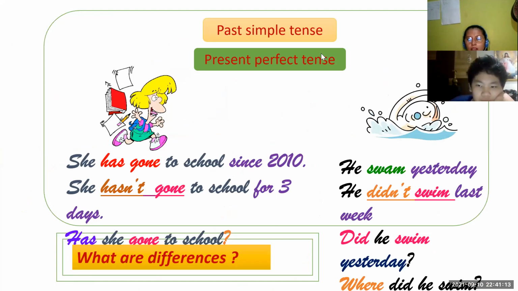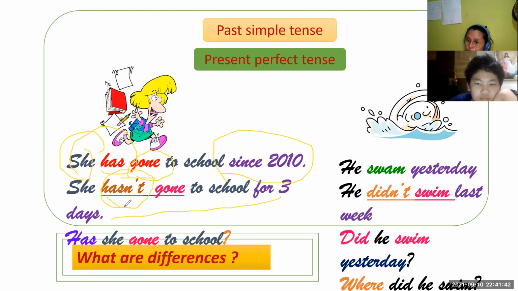No. Okay, so here are also some examples. As you can see here, for example, she has gone to school since 2010. We use has because she is singular and gone because it was before. It could be this one: she hasn't gone to school for 3 days. So hasn't, it's negative. So has she gone to school?